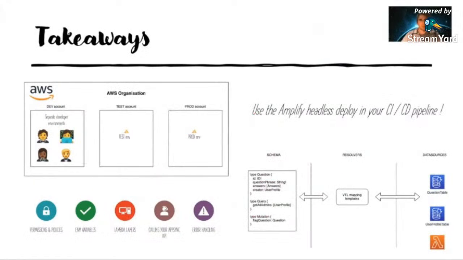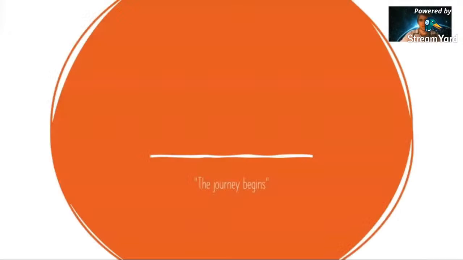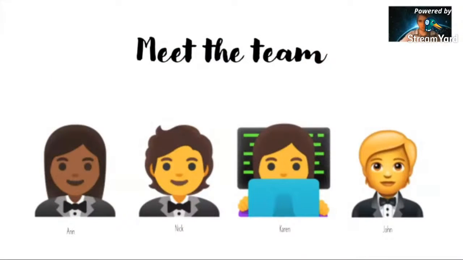So Amplify, what is AWS Amplify? Amplify is a full stack serverless framework to build applications with AWS technology. That is the best one-liner out there to describe AWS Amplify. Now we are going to build an application with AWS Amplify. So please join me upon this journey and meet the team that will build this application for us.